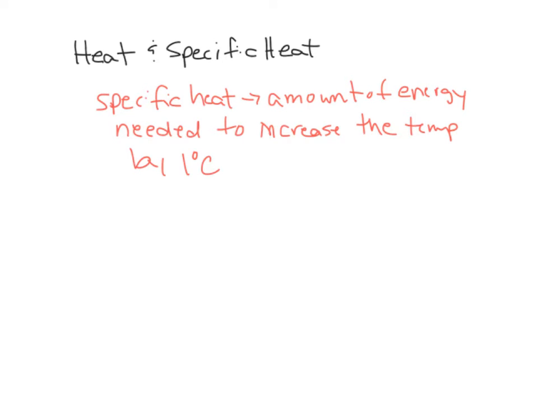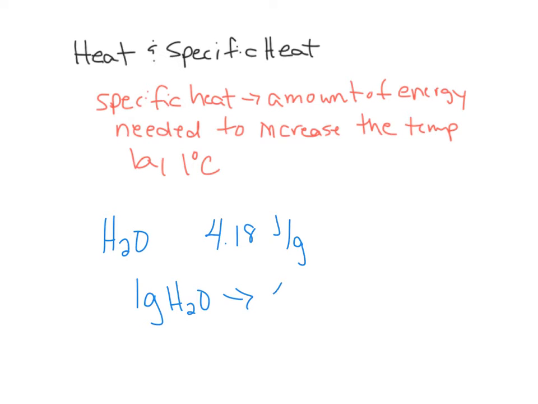Here's a very common example: looking at the specific heat of water, H2O. Water has a specific heat of 4.18 joules per gram Celsius. What does that mean? That if I had 1 gram of water, I would need 4.18 joules of energy.